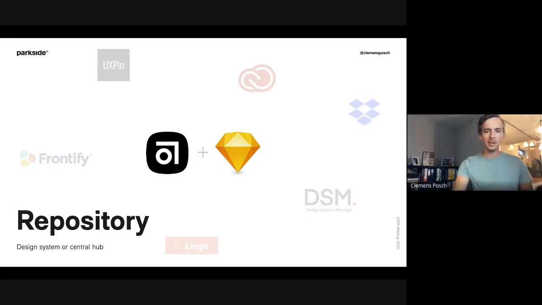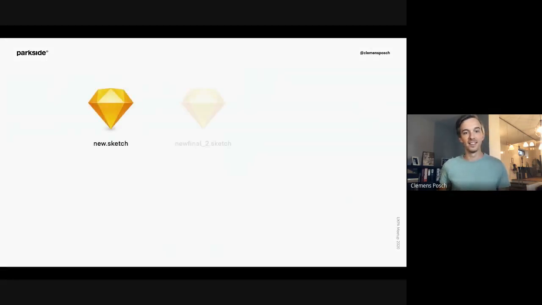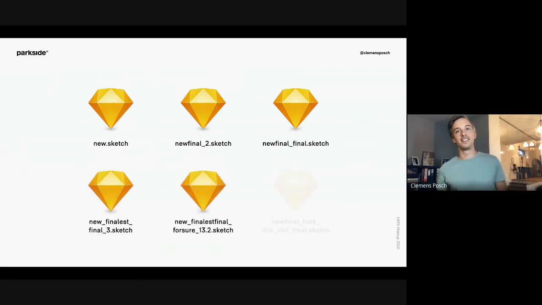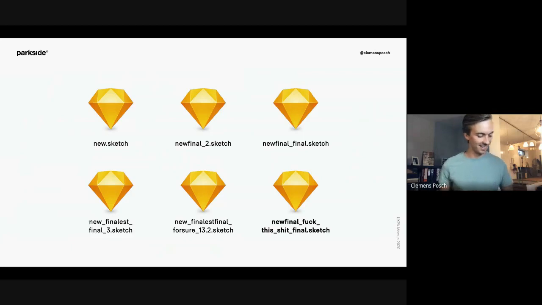But why do we even need a repository that stores and manages our data and our design files? One thing that stands out and has bothered me for years about the collaboration between designers is the following. Have a look at this. Does it look familiar to some of you? I guess so, right?